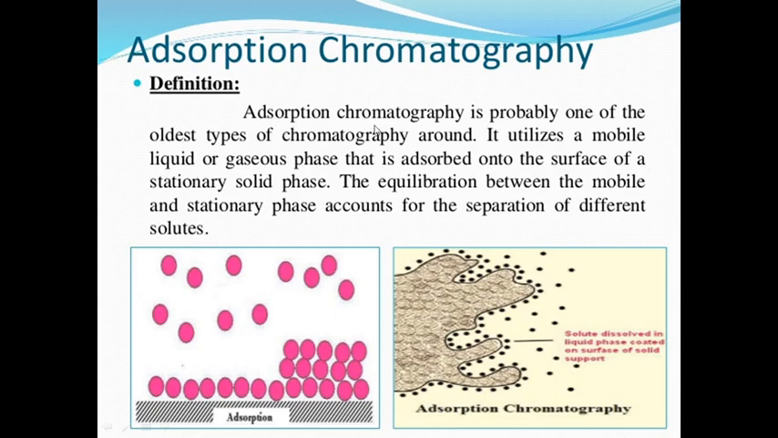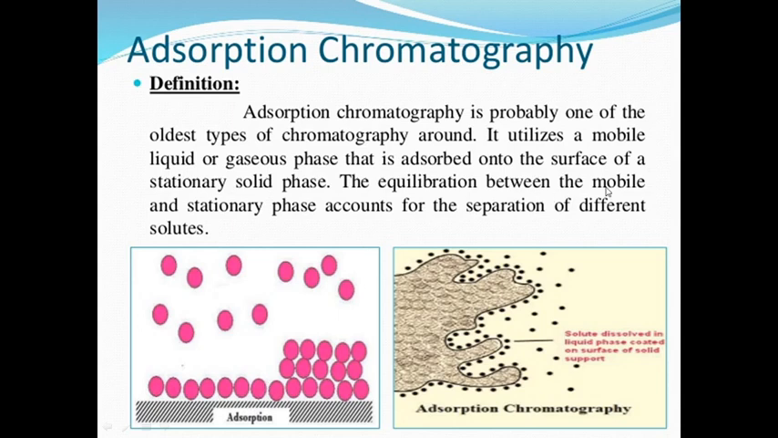Adsorption chromatography is probably one of the oldest types of chromatography. It utilizes a mobile phase, which may be a liquid or gas phase, that is adsorbed onto the surface of the stationary phase. Whatever mobile phase we introduce, first of all it may adsorb on the surface of the adsorbent. Adsorbent means our stationary phase, and then a dynamic equilibrium is established between the solute in the liquid phase and the solute towards the stationary phase.